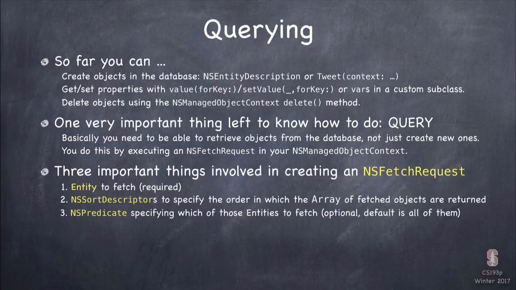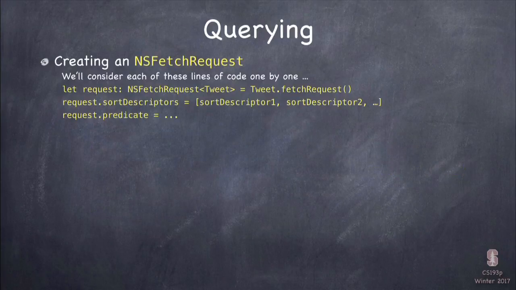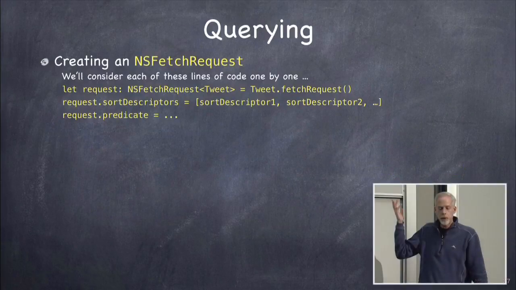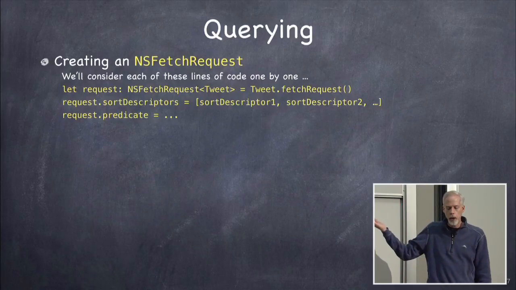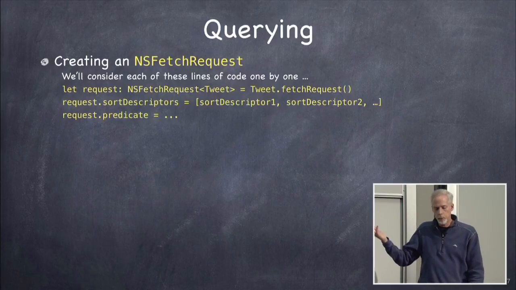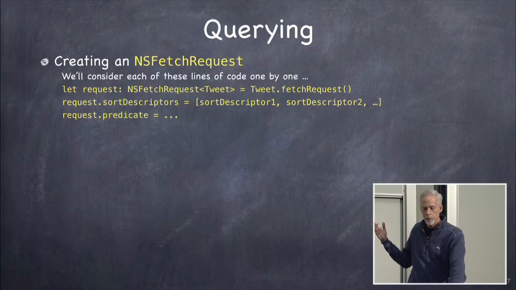And finally, we need to specify, well, what is it that we want? Which tweets do we want? Which Twitter users do we want? And we do that with something called a predicate. Okay, so let's dive in and look at all 3 of these things. This is what it looks like, kind of top level, to create a fetch request. You get a fetch request, you set its sort descriptor, and you set its predicate. So look at each of these 3 parts.